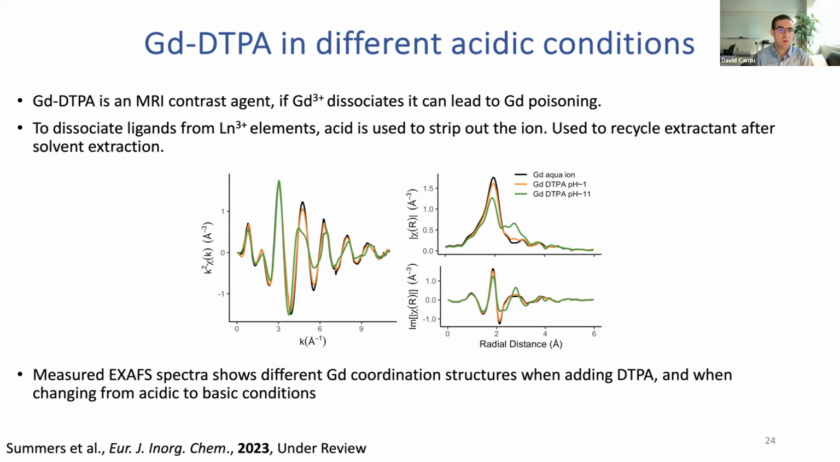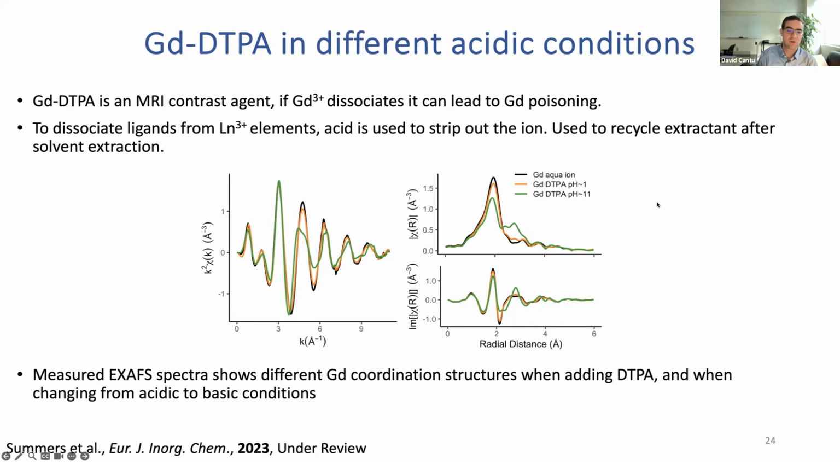Another motivation as to why study these ligands in different protonation states is that in solvent extraction, to recycle the extractant or the ligand, acid is used to strip out the ion. So if you want to unbind the lanthanide from the ligand, you add acid. And so this here is not predicted EXAFS, this is measured EXAFS, and we find different coordination structures between the free aqua ion and the gadolinium DTPA at pH 1 and the gadolinium DTPA at pH 11.